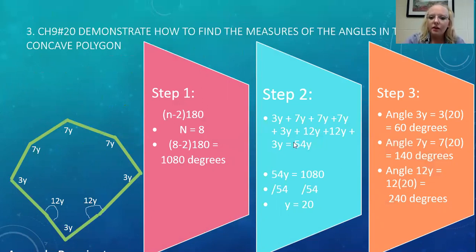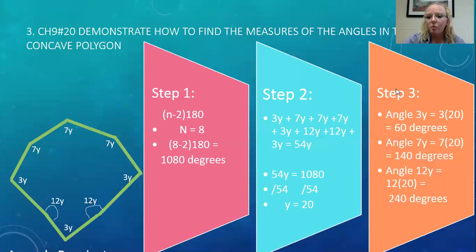Now, we're going to take that 54y and the previous number of degrees from step 1, that 1080 degrees, and we're going to make an equation. So 54y equals 1080. Then we're going to solve for y. In doing that, we've got to get y by itself, so we're going to divide both sides by 54. And 1080 divided by 54 will give us 20. So y equals 20.